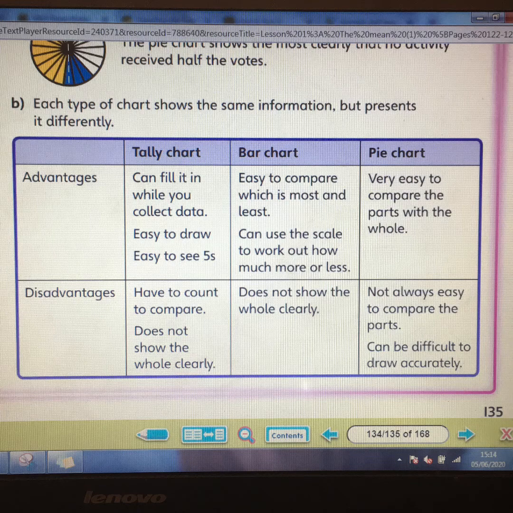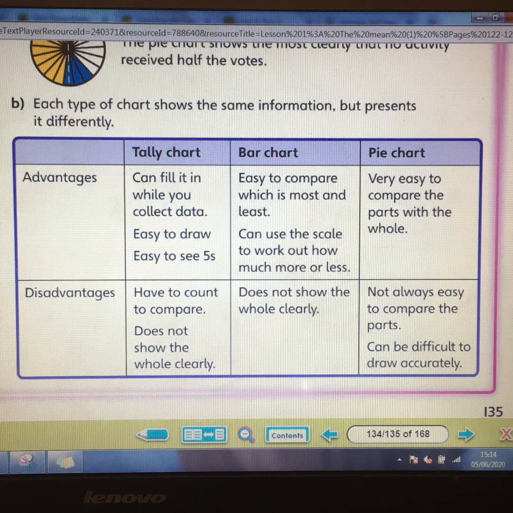Bar chart then. Bar charts are really easy to compare which is the most and which is the least. Just by looking at it, you can see the beach had the most votes and cooking had the lowest amount of votes because it's very visual. You can also use the scale to work out the difference between swimming and painting, the beach and swimming. However, same as a tally chart, it doesn't show the whole clearly. So that's not a useful chart to work out whether you can see more than half the votes or not.